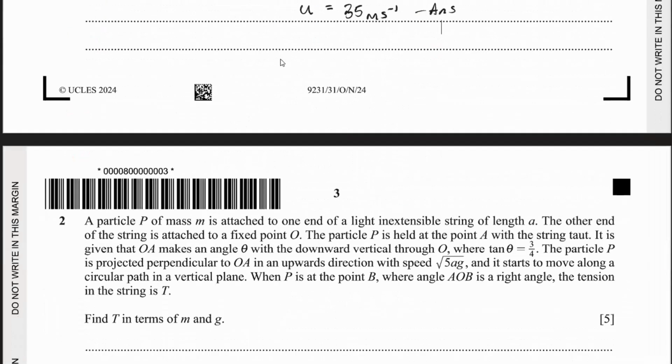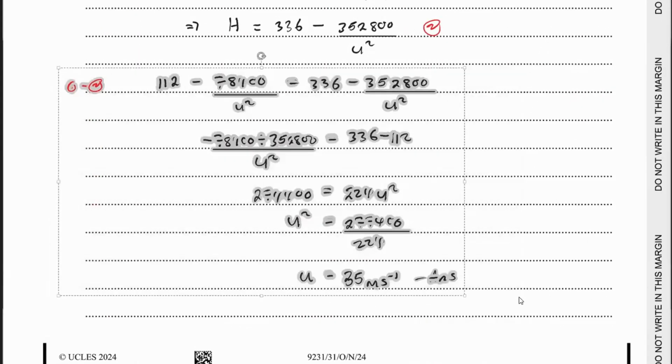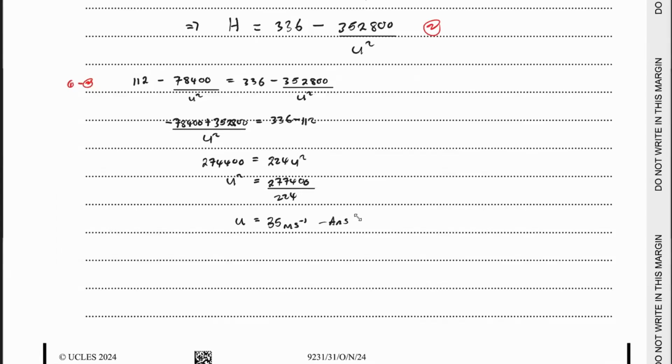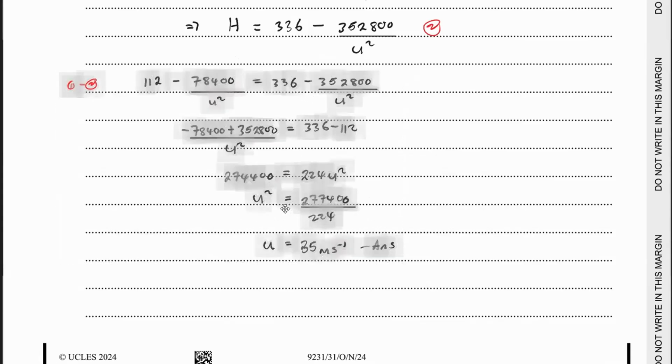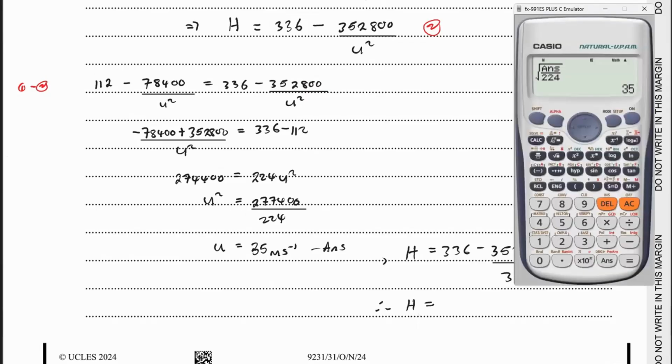Okay. Now, the question also says we should find the value of H, all right? So I'm just going to create a bit of space because I wasn't using my space quite efficiently. So let's just say we have something like this. So to get the value of H, we can use even this equation here will be good. So basically, I'll say that H is equal to 336 minus 352,800 over U squared. So in this case, that's going to be over 35 squared. So therefore, H will come out as, and we will type that in.